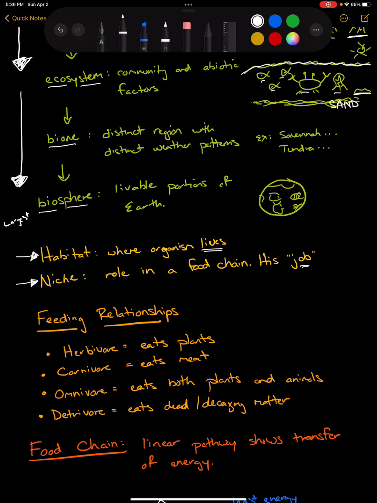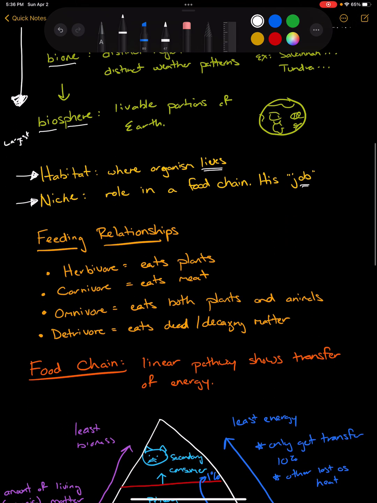Now, his job is usually what we would consider all these different feeding relationships, like a herbivore. Herbivores, we know that they eat plants, but that would be like a rabbit's job in his ecosystem is to eat the plants. Or you have a carnivore. Carnivores eat meat. That could be the coyote's job in his habitat. He's supposed to eat the rabbits, so that way he keeps the populations down.